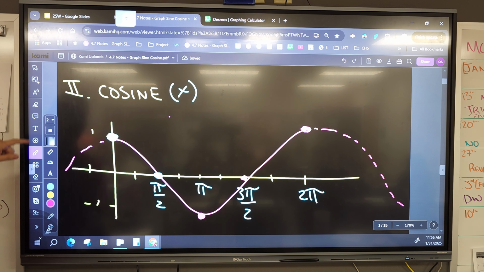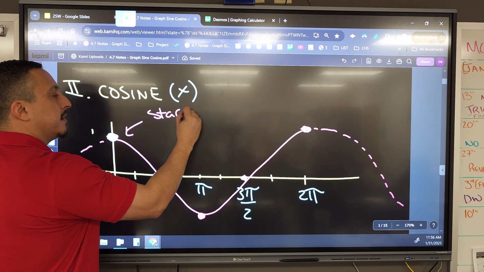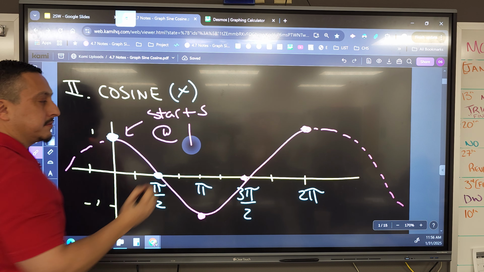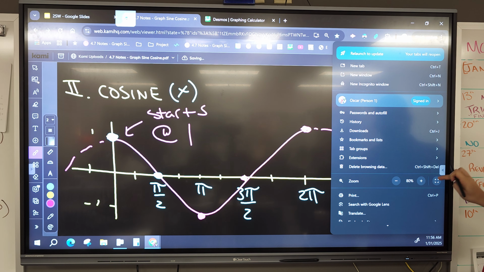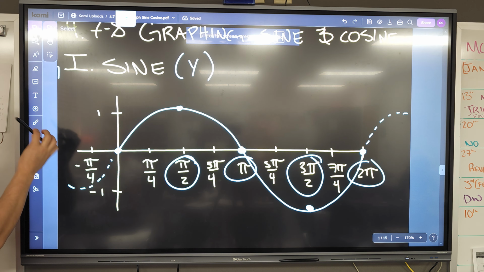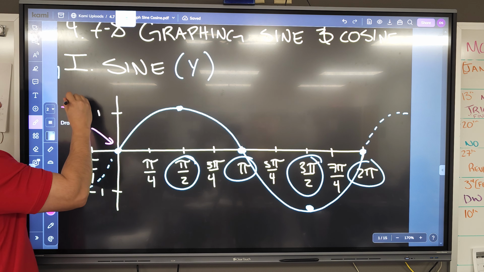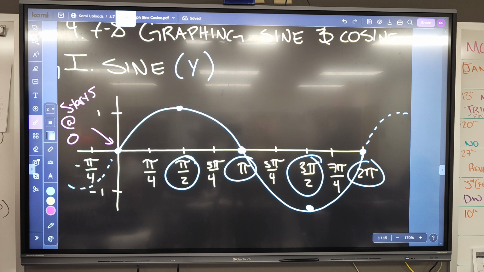And so let's highlight that difference. Cosine starts at 1. And sine starts at 0. Okay. Because other than that, they look the same thing. They're just a little bit shifted one from the other. Everybody good so far? Yes?